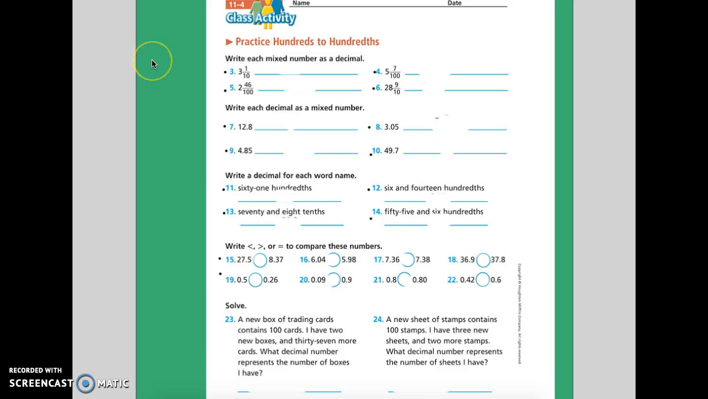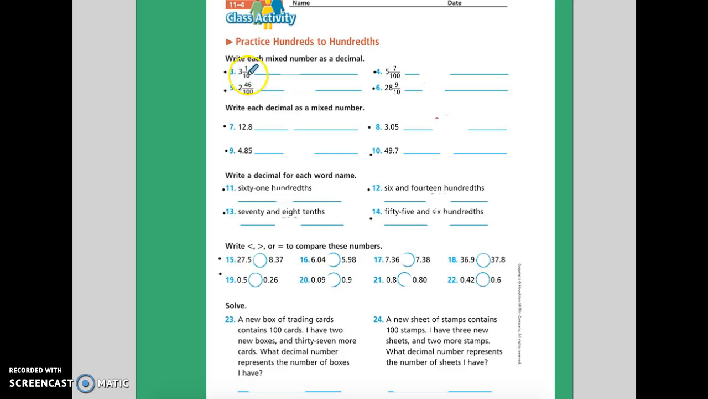All right, to get started, we're going to look at these mixed numbers, and we're going to figure out how to write them as a decimal. So first thing I'm going to do is look at the number here. In this case, I have 3 1/10. So 3 is a whole number, okay? So 3 is going to come before the decimal. And then I have 1/10, and I'm going to make that the decimal part.